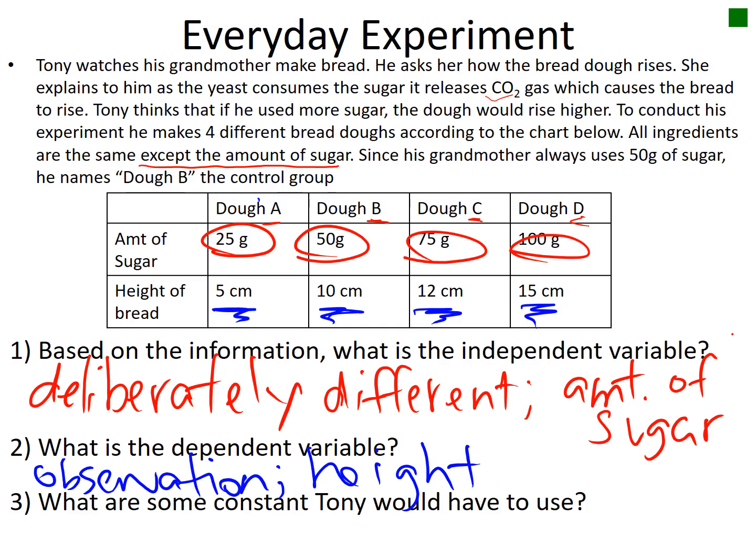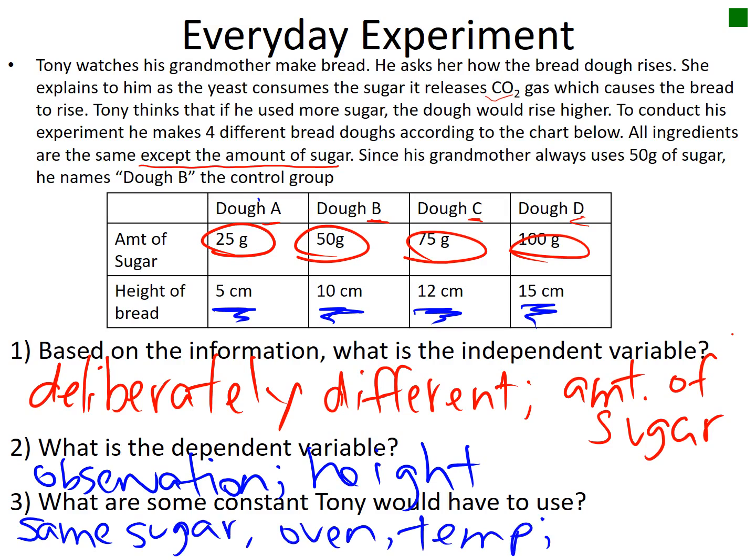And then what are some constants that Tony would have to use? So to keep things fair, what would he have to use? He would have to use the same type of sugar, same oven, same temperature setting. He would need to use the same yeast.